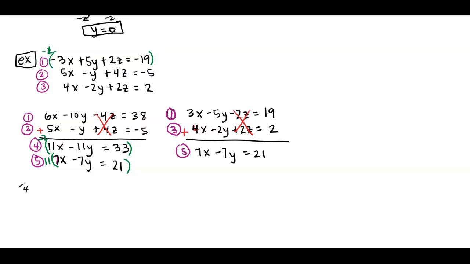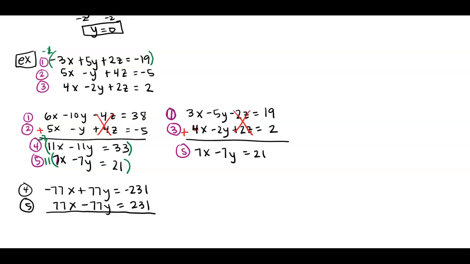So my new equation 4 is going to say -77x plus 77y equals, let's see, -7 times 33, -231, and then let's distribute the 11 through now, so positive 77x minus 77y, and then 11 times 21 is 231.